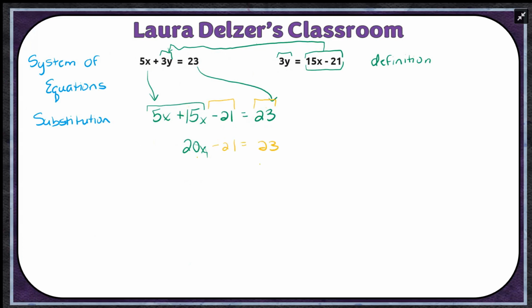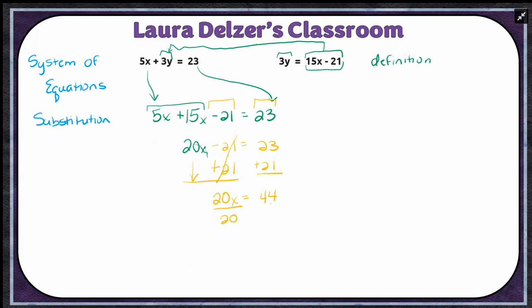So we now need to combine these. We got 20x, that's all combined. The 5x plus 15x is combined. This minus 21, we're going to add 21 to both sides. This cancels. We bring this 20x down. 23 plus 21, we got 3 plus 1 is 4, and 2 plus 2 is 4. And so we got this 20 times the x.